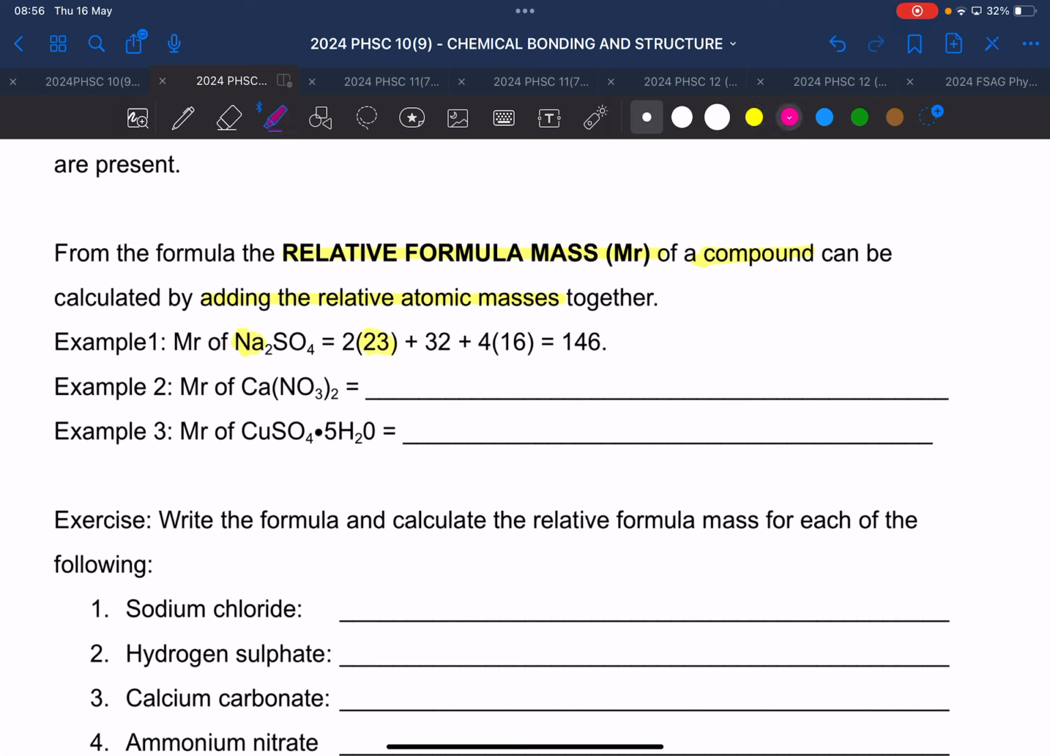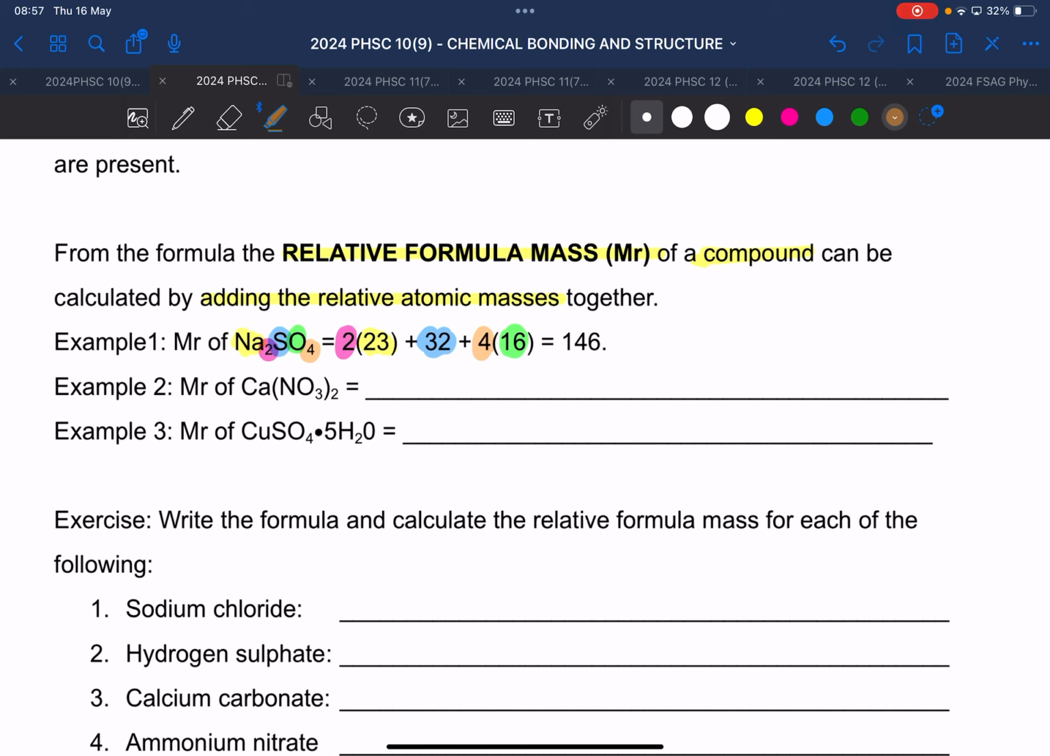But we have 2 sodium atoms, so we have to multiply that 23 by 2. Then we have sulfur. Sulfur's relative atomic mass is 32, so it's this 32 over here that we add to the sodium's mass. And lastly we have our oxygen. Oxygen's relative atomic mass is 16 over here, and we have 4 oxygens, so we multiply it by 4 to get our answer of 146. So 146 is our relative formula mass for sodium sulfate.